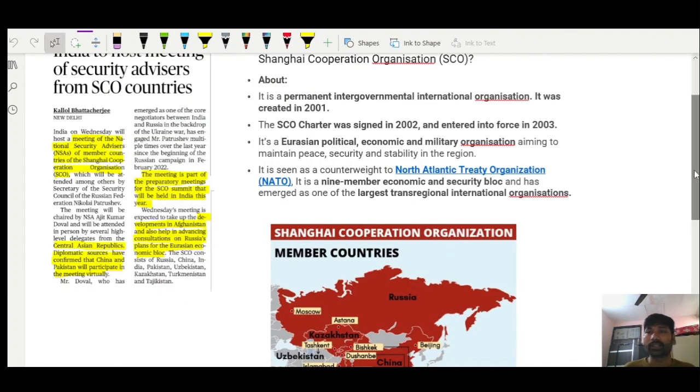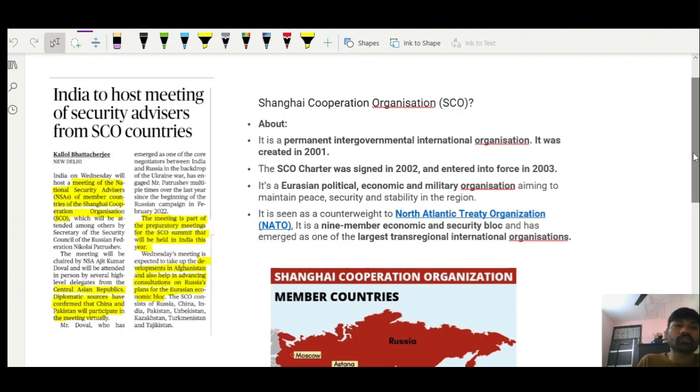So the next news article is India to host a meeting of security advisors from SCO countries. Right. So before going into this article, let's look into the Shanghai Cooperation Organization. This article is about the Shanghai Cooperation Organization. It is a permanent intergovernmental international organization created in 2001. The SCO charter was signed in 2002 and entered into force in 2003.